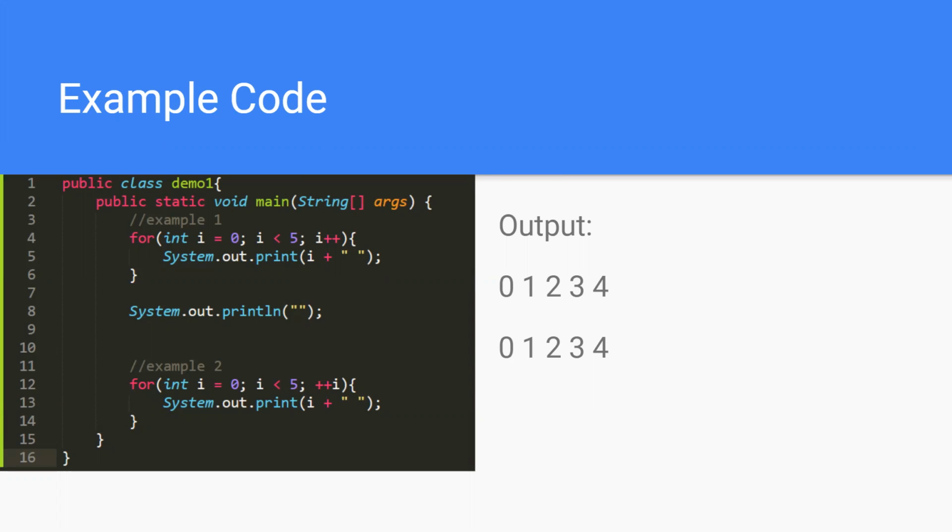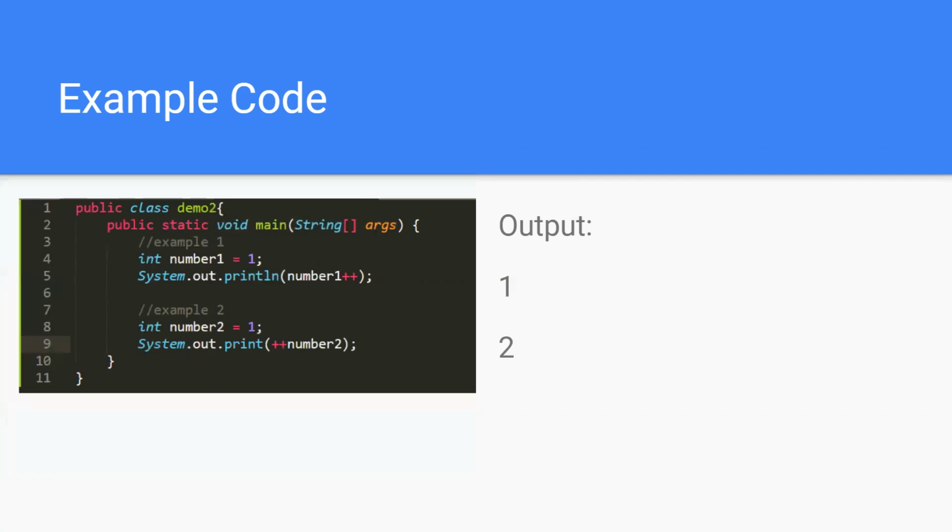In this example, we have two for loops, but the only difference between them is we have i++ for our first for loop and ++i for our second for loop. But we got the same outputs. They both print out numbers from 0 to 4 with a space between them.